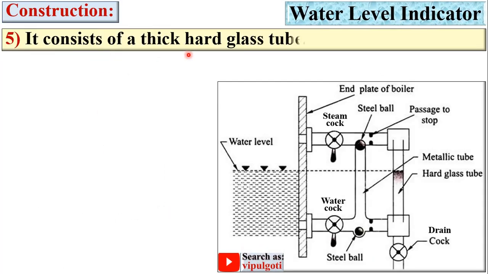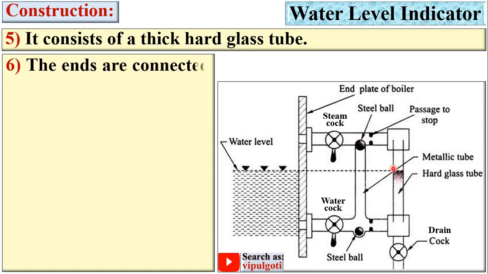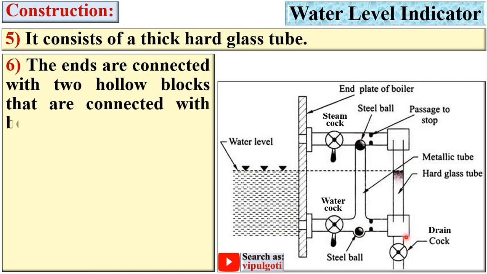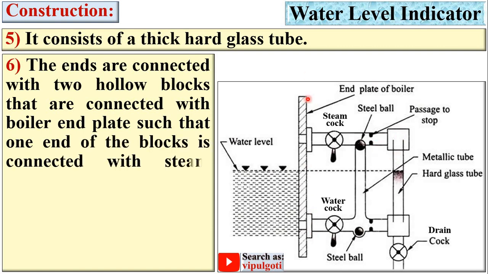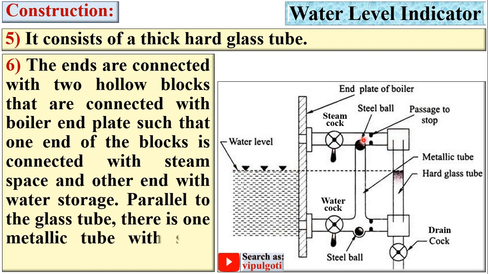Next, it consists of a thick hard glass tube. Here you can see the ends are connected. That means the ends of the hard glass tube are connected with two hollow blocks, and both are connected with the boiler end plate, such that one block is connected with the steam space and the other with the water storage. Parallel to this glass tube, there is one metallic tube with steel balls.